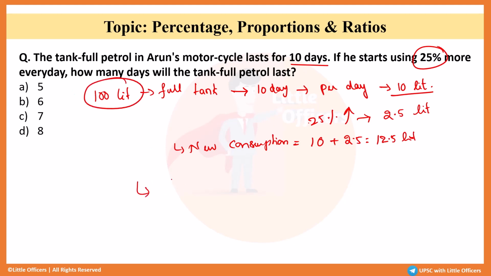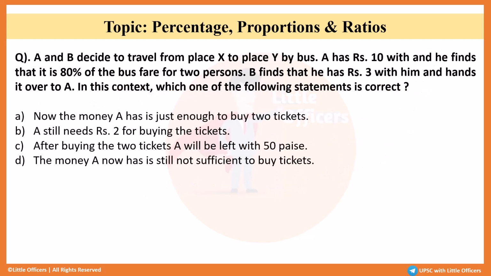So now the new number of days this 100 liters is going to last is equal to 100 liters divided by per day consumption, that is 12.5 liters, which is going to be what? 200 divided by 25. I'm just multiplying it in order to make it whole. So 200 by 25 means 25 times 4 is 100, 25 times 8 is 200. So 8 will be the new number of days. This is how we calculate it. Clear? Next, one more question.